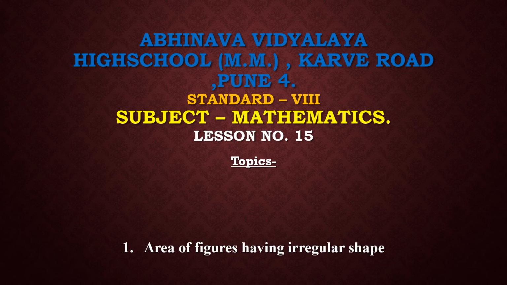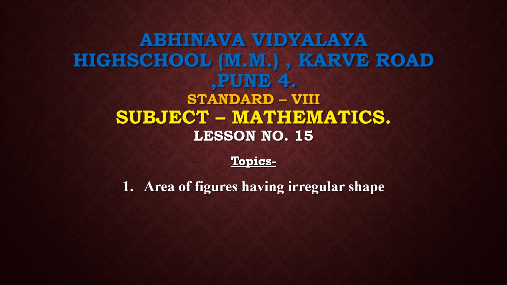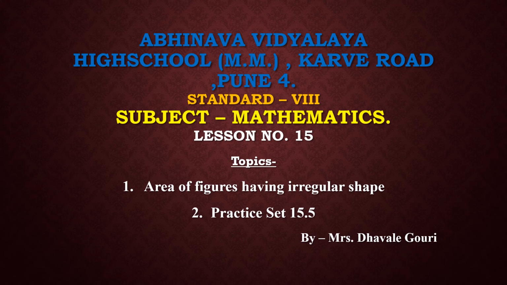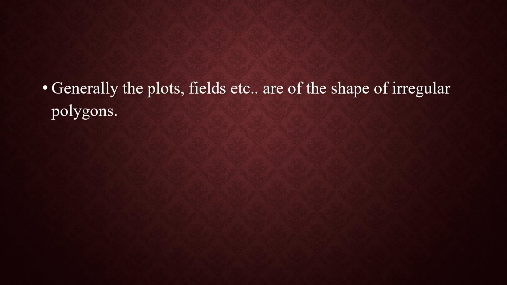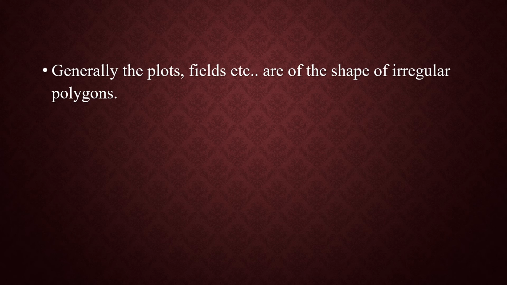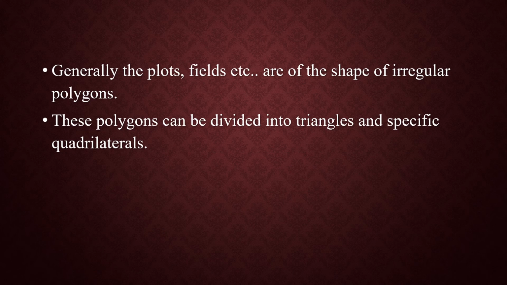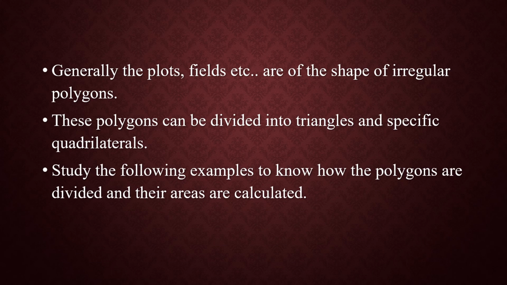Today's topics are area of figures having irregular shape, practice set 15.5. Students, generally the plots, fields, etc. are the shape of irregular polygons. These polygons can be divided into triangles and specific quadrilaterals. Now we are going to study some examples to know how the polygons are divided and their areas are calculated.